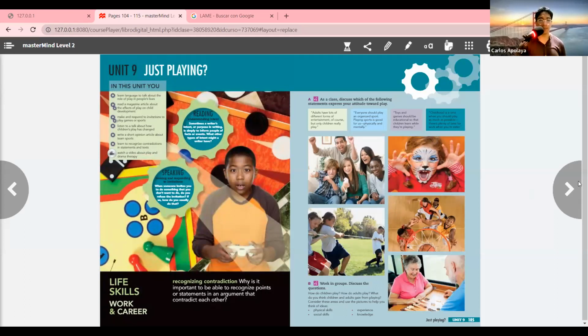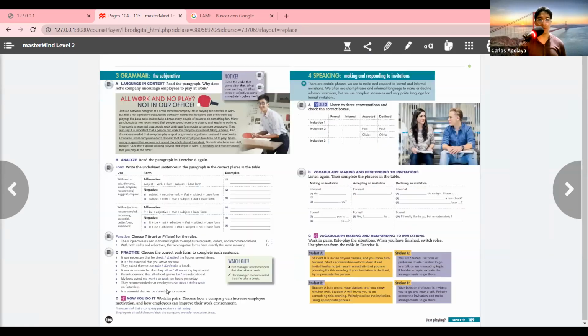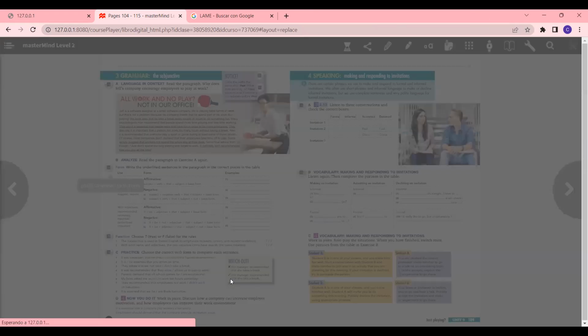Okay, pretty cool. Now let's continue with our book. One second with the class. And I have some examples here. Some exercises. This is my unit 9. Okay, let me share the screen. Can you see my book? Yes? Okay, now look at this.